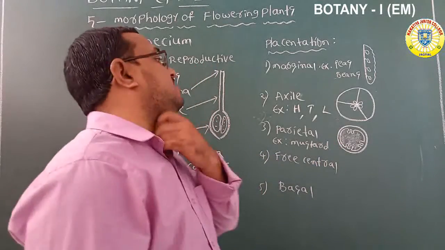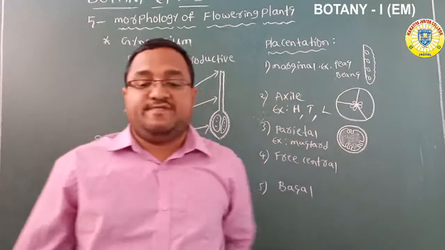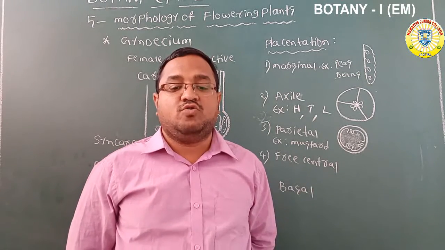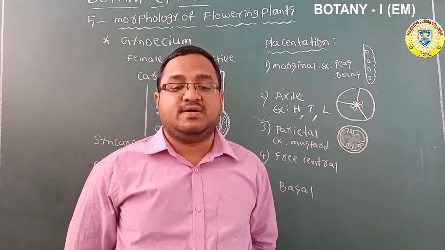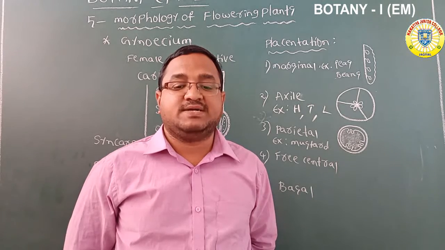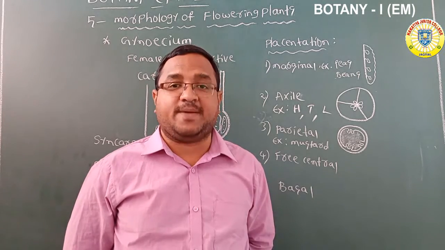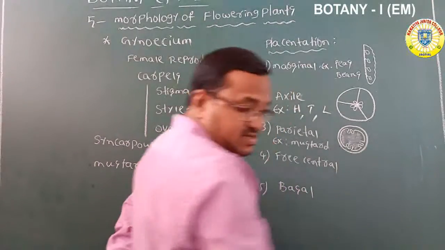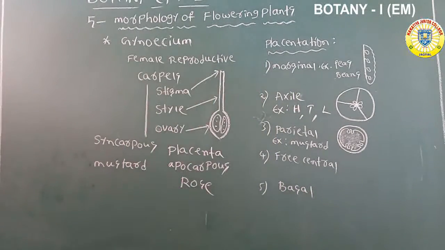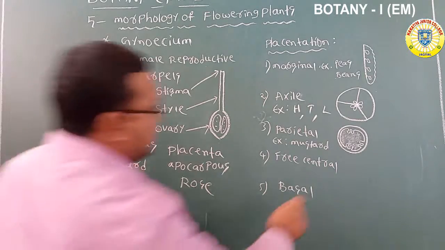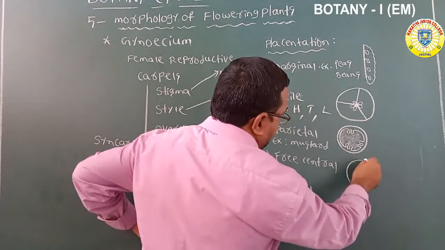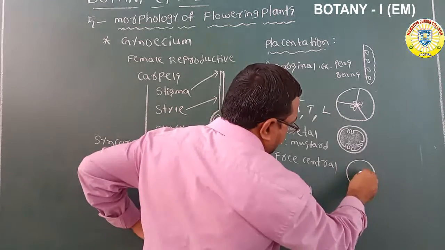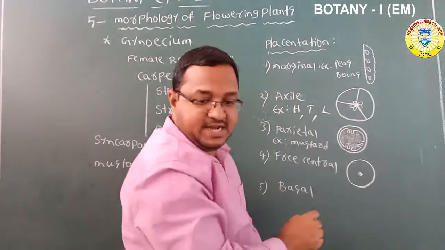Next, free central placentation. In this free central placentation, the ovules are borne on the central axis without septa. Here the central axis is there. The ovules are borne on the central axis.